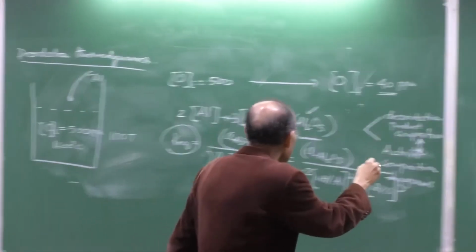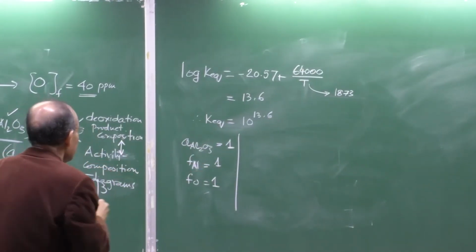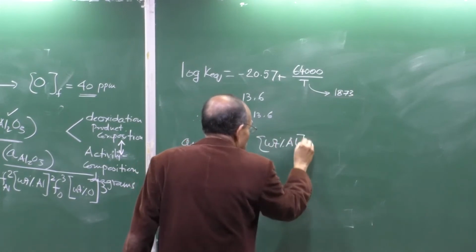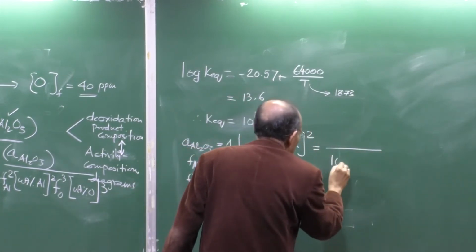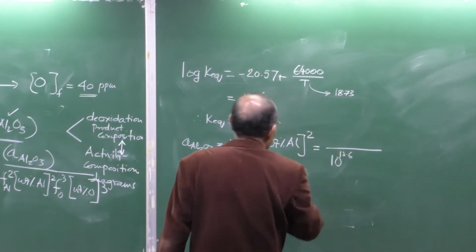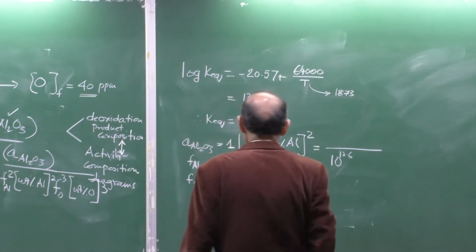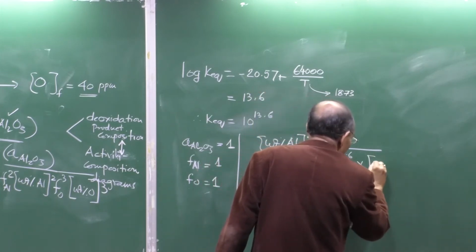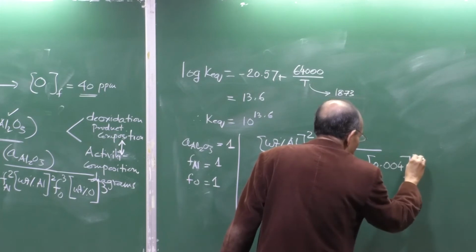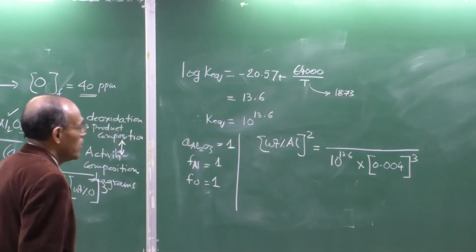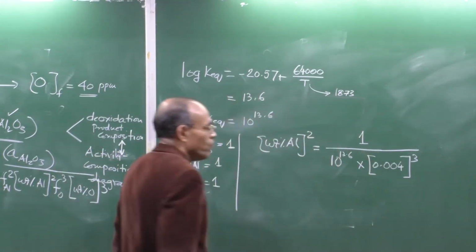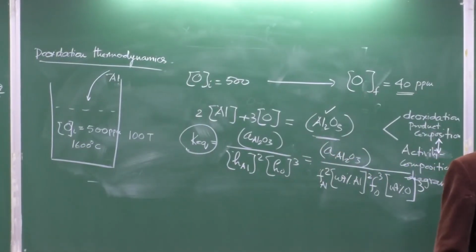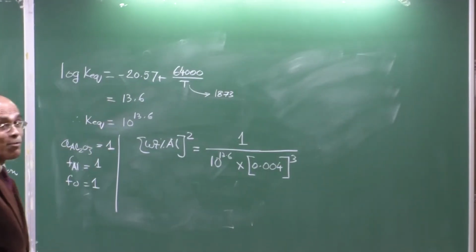So, under these assumptions, we can write that percent aluminum squared is equal to 10 to the power minus 13.6, and then we have percent oxygen cubed, and this is going to be equal to 1, because we are calculating the aluminum in equilibrium with 40 ppm of oxygen in the bath.